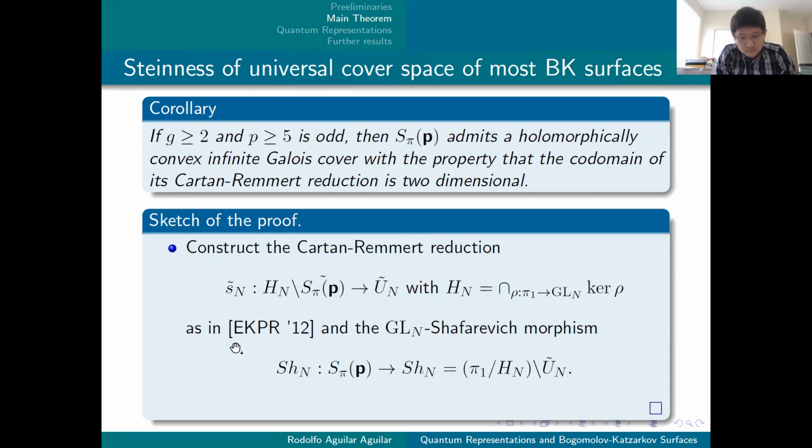And then you will have an action of this group, this quotient, pi_1 of the surface over H_n, acting here and here, and you can make the quotient by it. And this will give you what is called the Shafarevich morphism. This is a morphism from the original surface to some Shafarevich space.